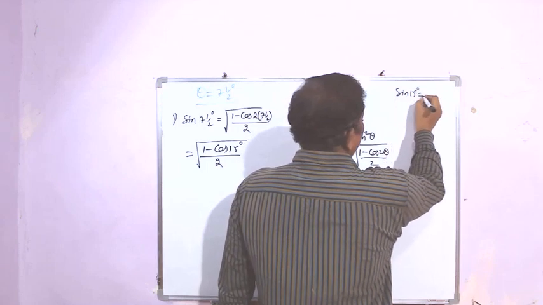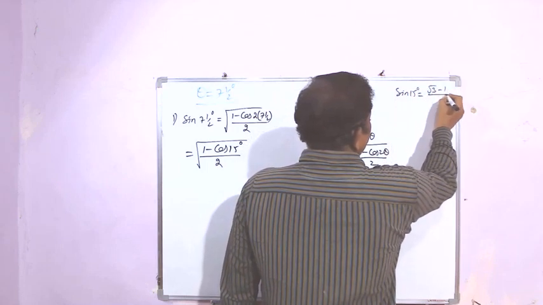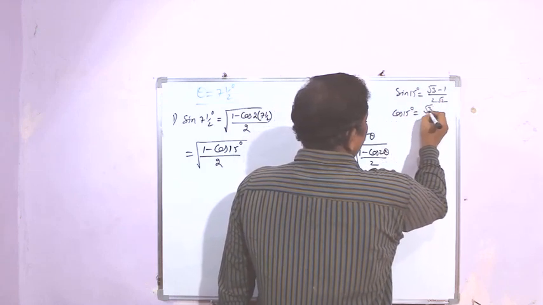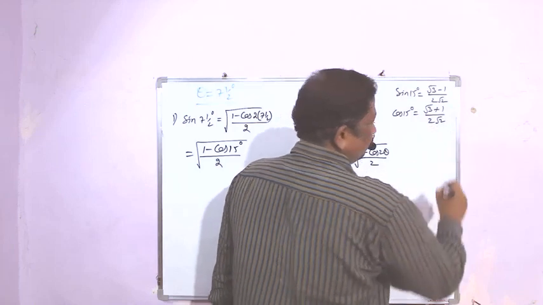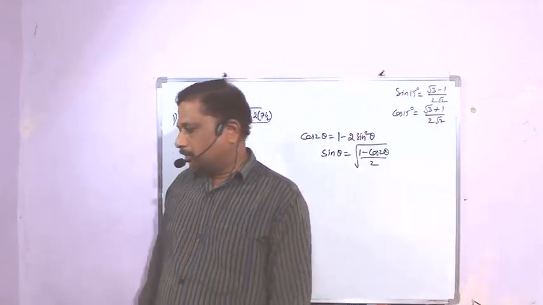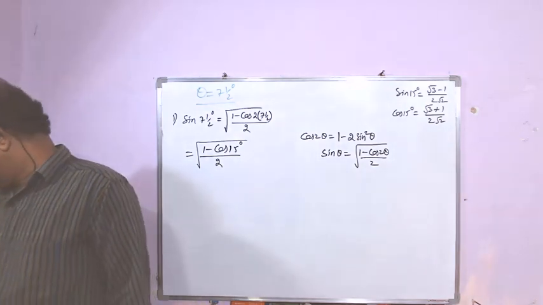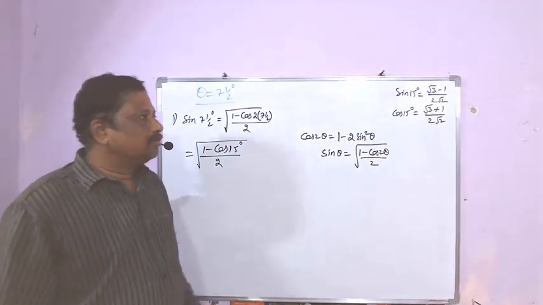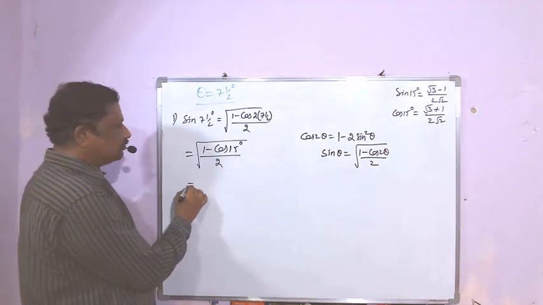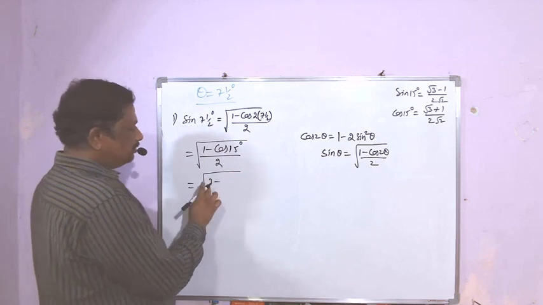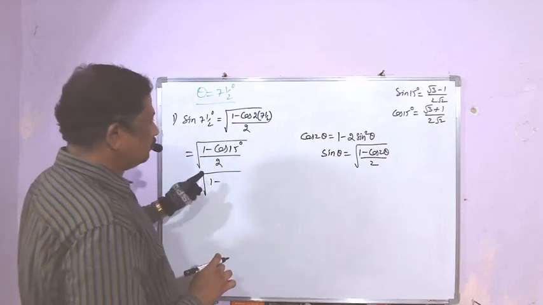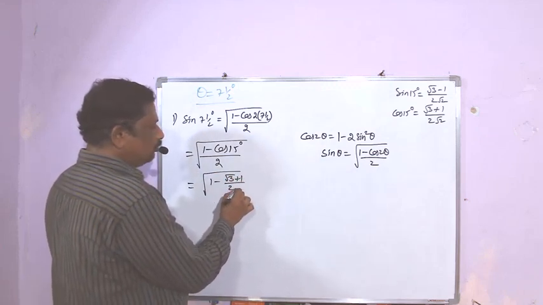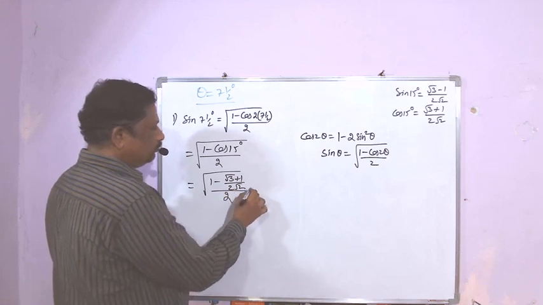Sin 15 degrees is equal to root 3 minus 1 by 2 root 2. Cos 15 degrees is equal to root 3 plus 1 by 2 root 2. Using these formulas, we will substitute here and find the remaining values. So now substitute the cos 15 value: 1 minus root 3 plus 1 by 2 root 2, whole divided by 2.